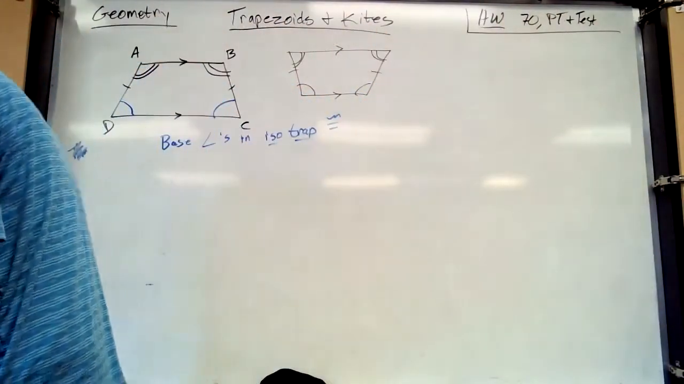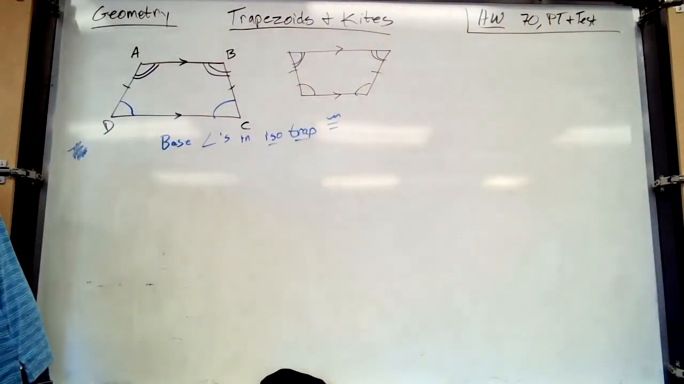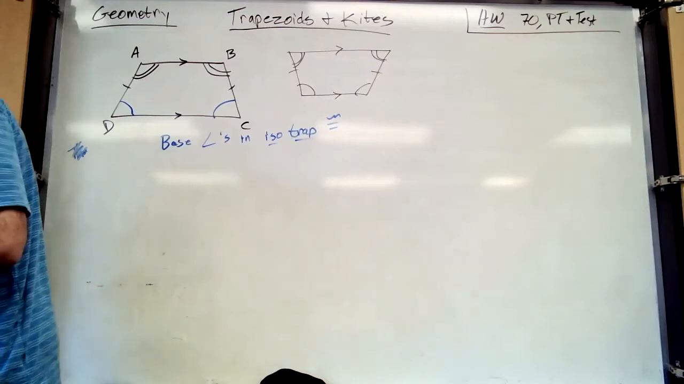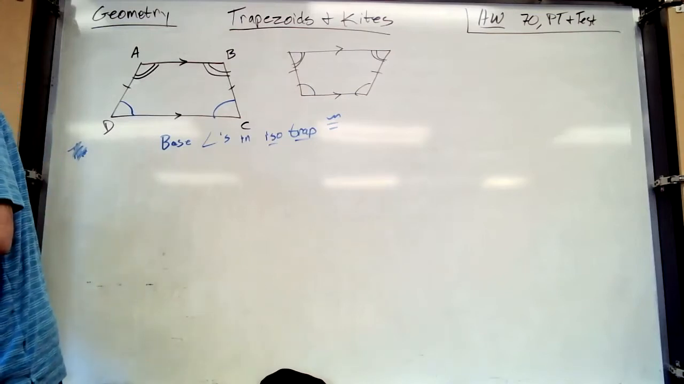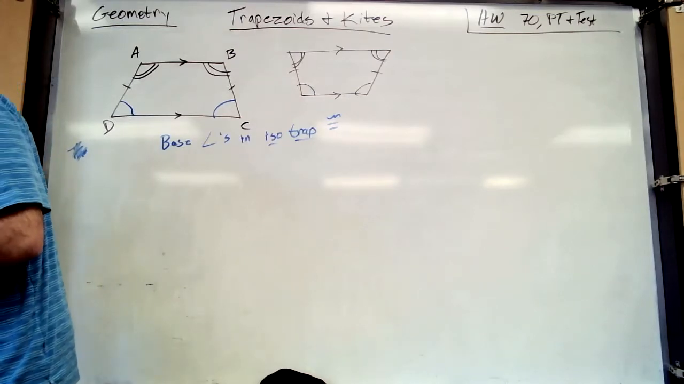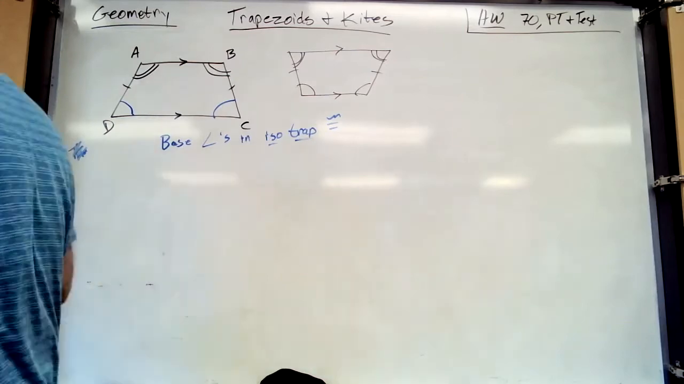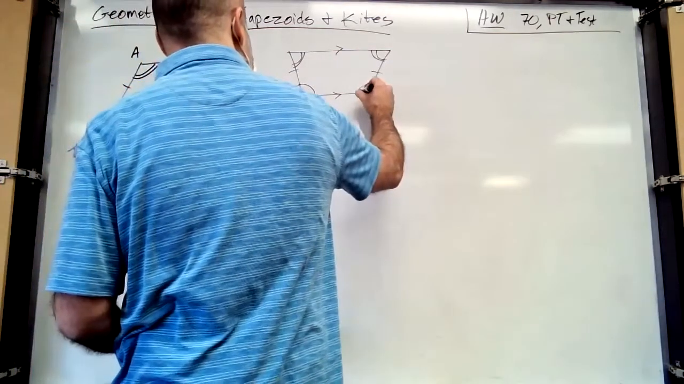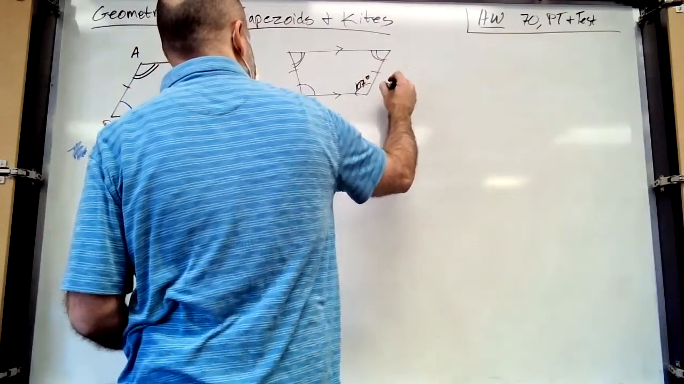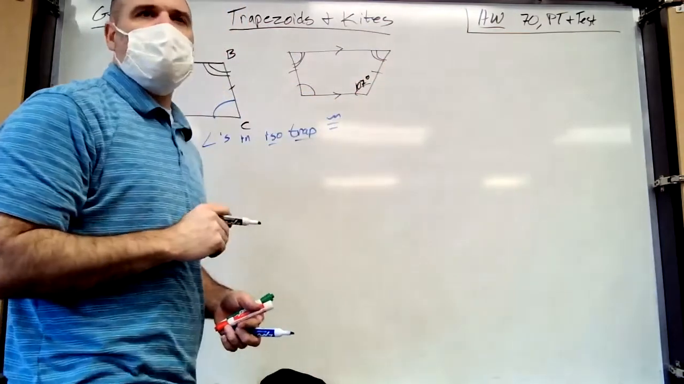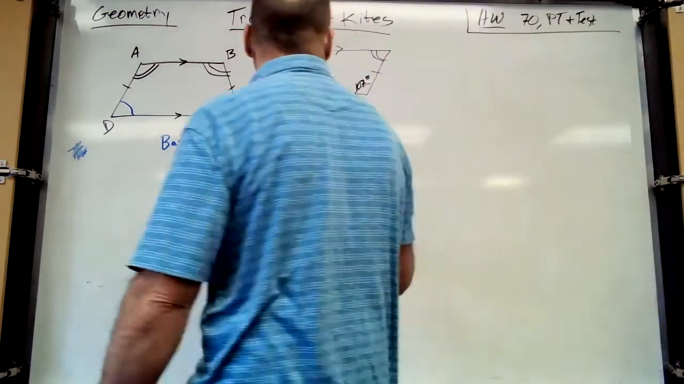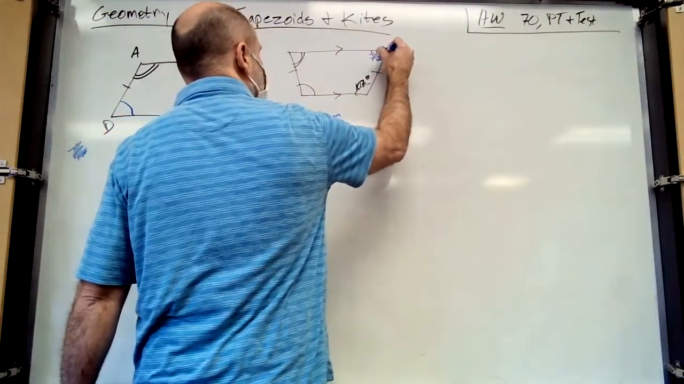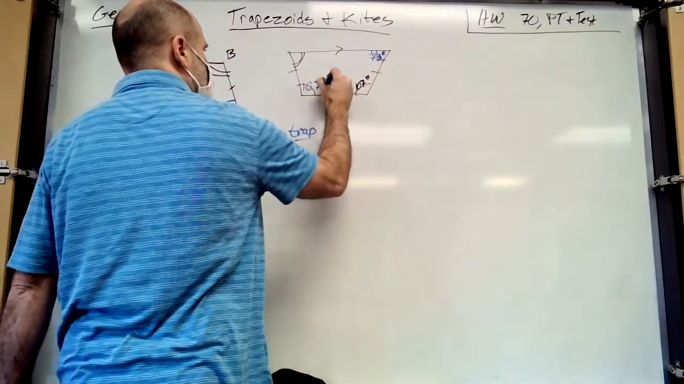So here's what the property says. Base angles of an isosceles trapezoid are congruent. Okay. So far so good? All right. There are some examples. You just have to find the measure. So for example, if this is 107 degrees, then what's the measure of all three other angles? Do you know? 73, 107, and 73. Yep.